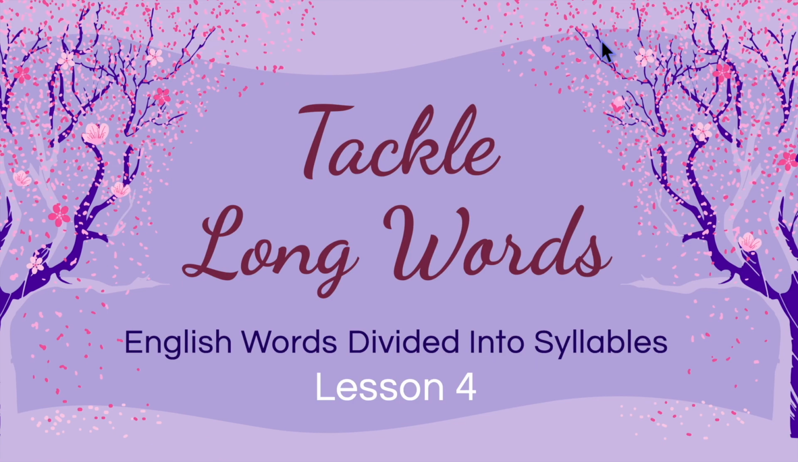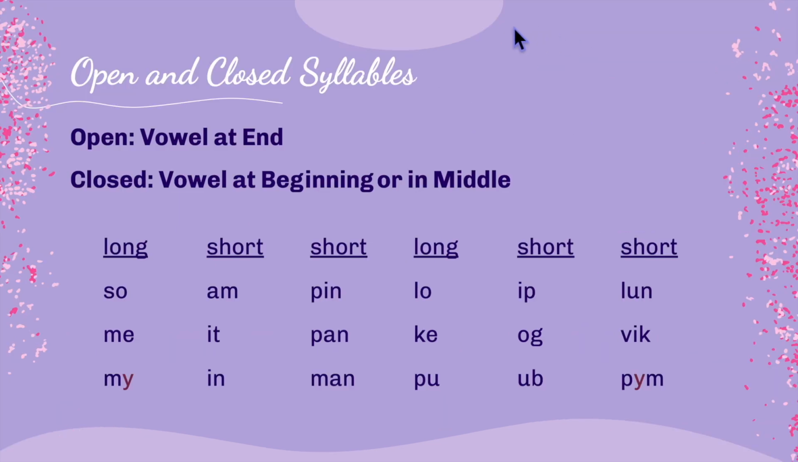Even reading 15-letter words is easy if you know how to divide them into syllables. Before we actually divide any words, you need to understand what the words open syllables and closed syllables mean. Open syllables have a vowel at the end, and if the syllable is accented, the vowel will have its long sound. Closed syllables have a vowel at the beginning or in the middle.